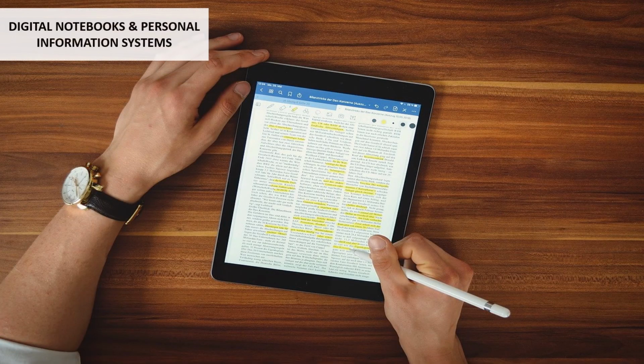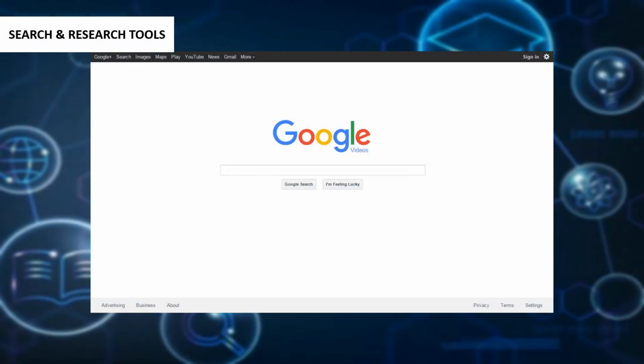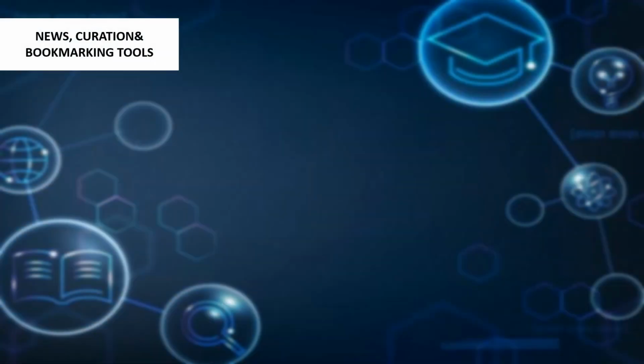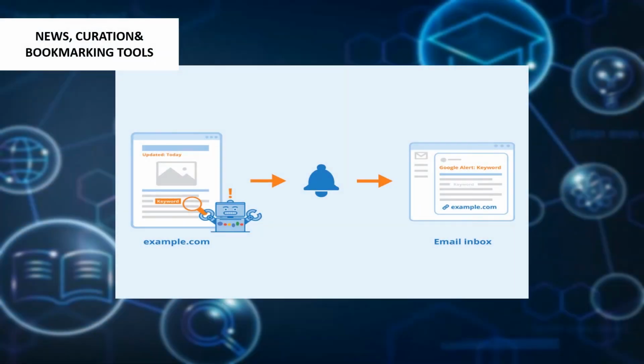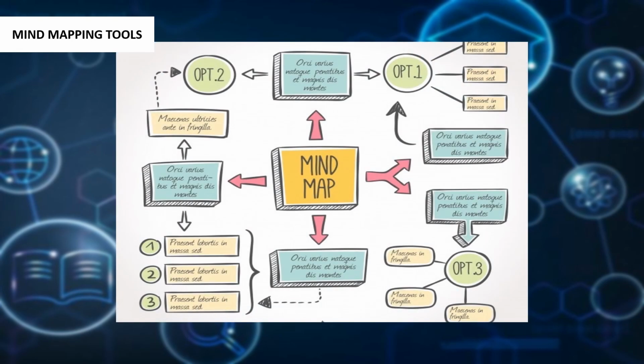Friends, again digital notebooks and personal information systems. For searching anything on the internet, we have search and research tools. For curation, news curation and bookmarking tools are available. Then another important tool is the mind mapping tool, to make students create some map related to the concept they are learning. For that, mind mapping tools or concept mapping tools can be used. So, this is also very important. So, these are some of the technologies which we can use.